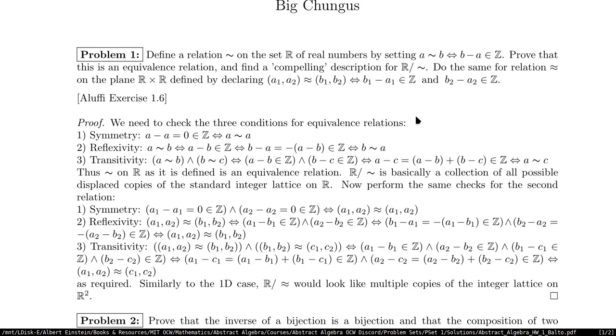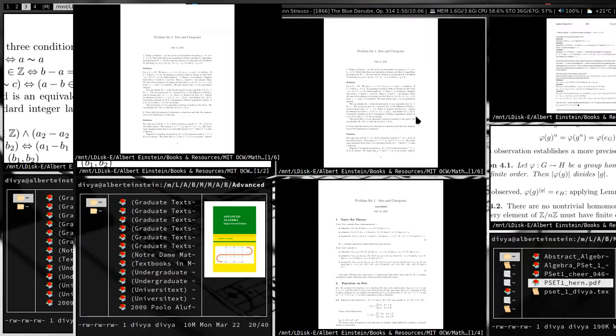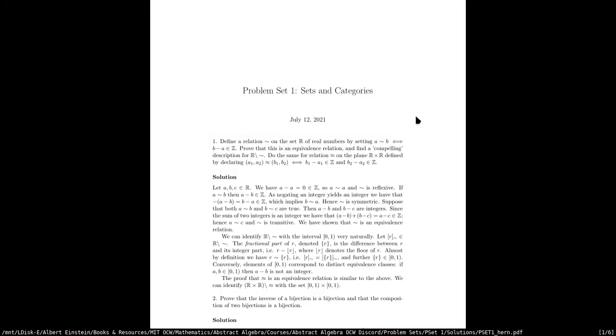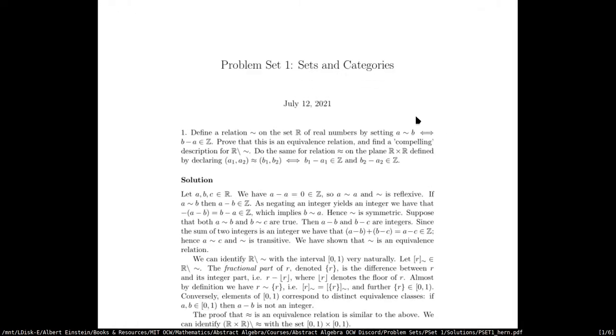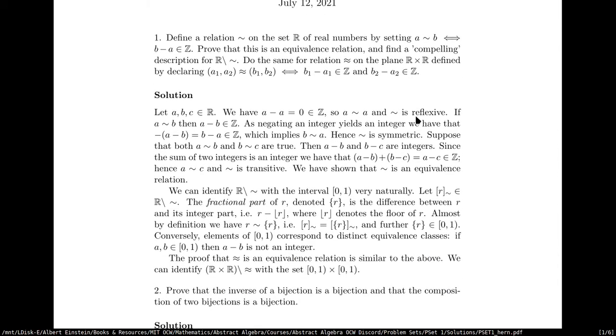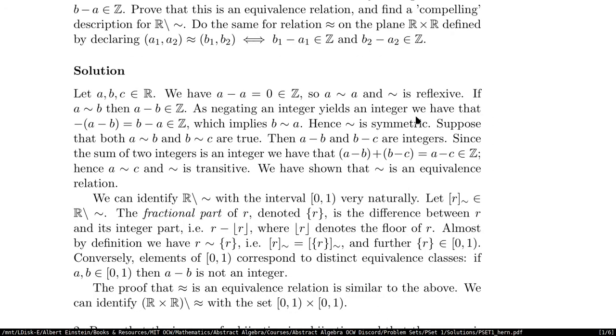Okay, so that was problem 1. Let's see other submissions. So this is from Hearn, right? Okay, so let's see. Yeah, so he showed that it is an equivalence relation indeed. Then, okay, so he identifies the quotient space with the half open interval, and then he takes an equivalence class in this quotient space.